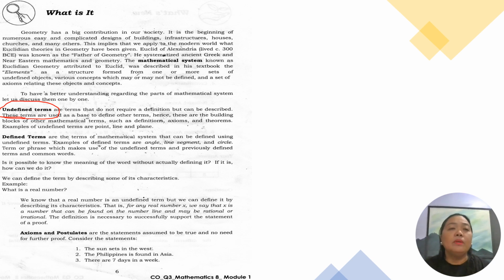What are examples of undefined terms that don't need definition? The best examples are the point, line, and plane. We will now discuss one by one the point, line, and plane. Okay, on your blank screen, I want you to take a look at this.